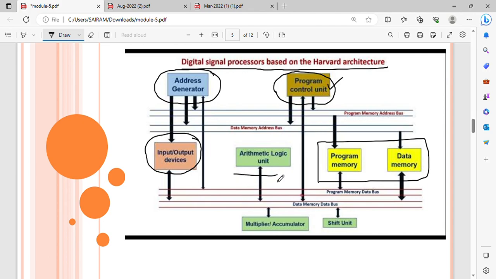And then we'll come to the arithmetic and logical unit. So what is the arithmetic and logical unit? It is going to do the arithmetic operations as well as logical operations. What is an arithmetic operation? Addition, subtraction, multiplication, division, etc. And what is a logical operation? Logical operations are AND, NOT, NOR, XOR, XNOR, NAND. Those are the things.